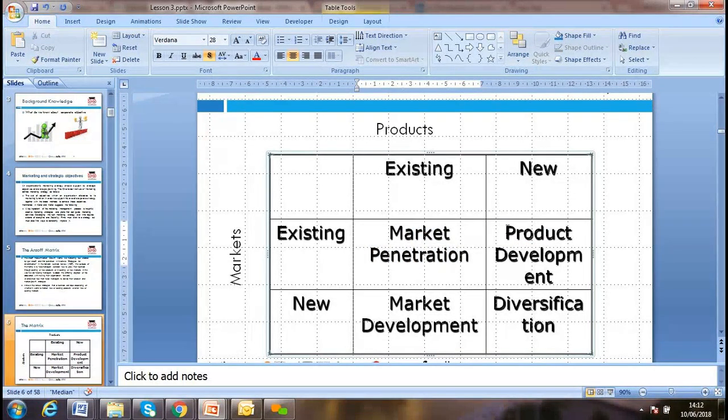Then, as an organization, we can direct our strategies to market development. It means the existing product in the new market. That's market development. Market development means we are reaching many markets. We used to do business in the UK. We are going to Saudi Arabia, South Korea, or various other countries.